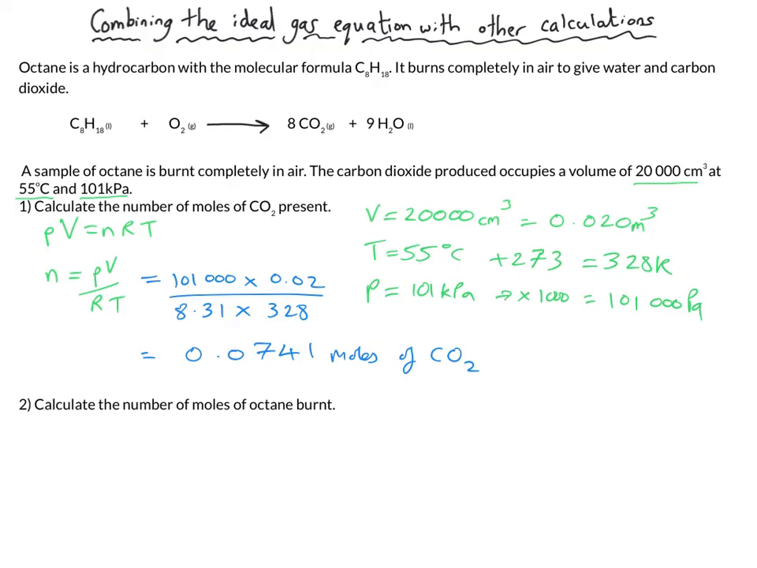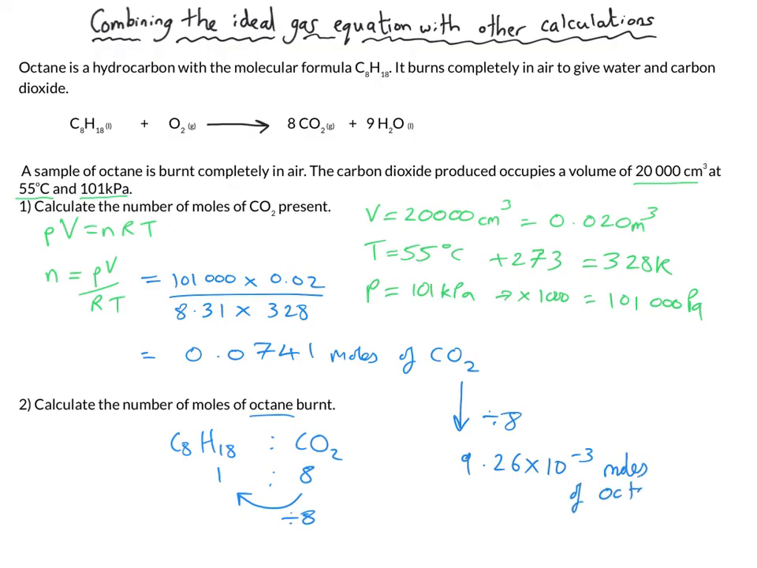And then there's a follow-up question that asks us to calculate the number of moles of octane burnt. If we look at the chemical equation, the ratio of octane to carbon dioxide is 1 octane for 8 carbon dioxide. And so to convert the moles of carbon dioxide into moles of octane, we need to divide it by 8. So our answer from the previous question needs to be divided by 8. And when we do that, we get 9.26 times 10 to the minus 3 moles of octane. And so you can use the coefficients in the equation, those multipliers, to work with moles without having to use moles, mass and Mr. You just simply use their proportions from the multiples in the equation.